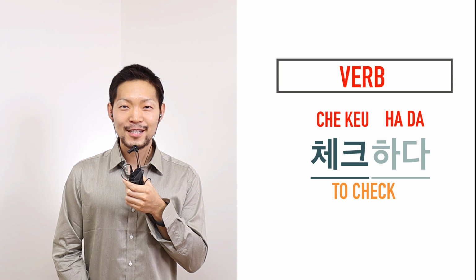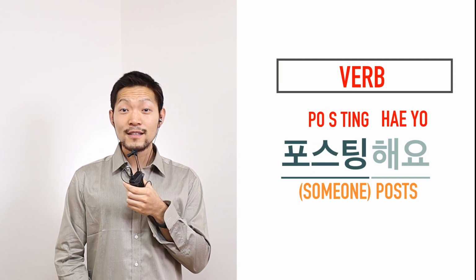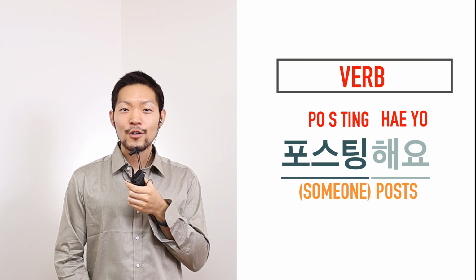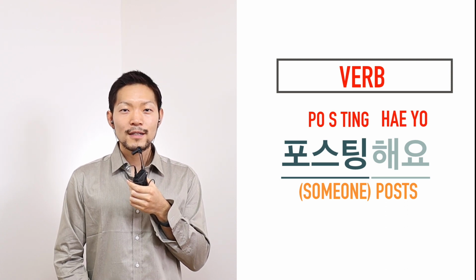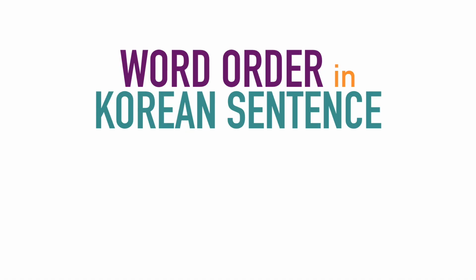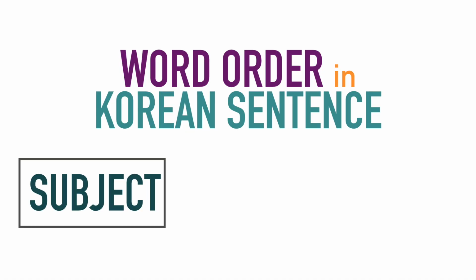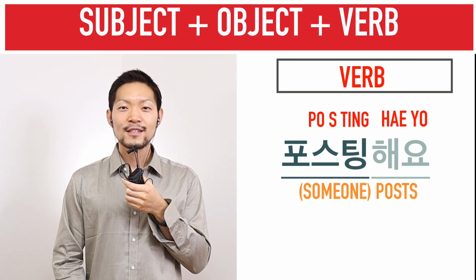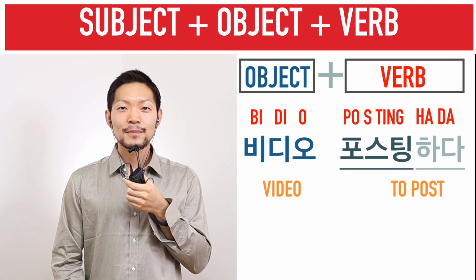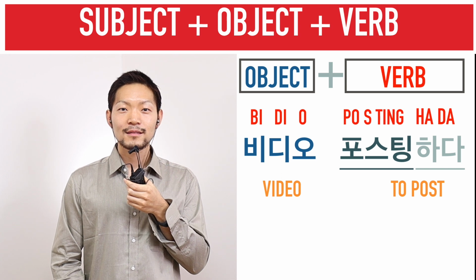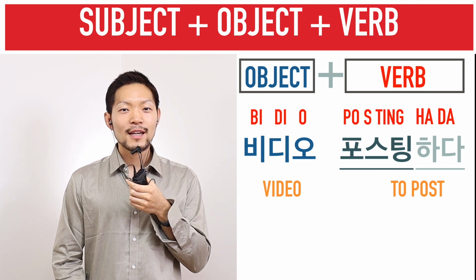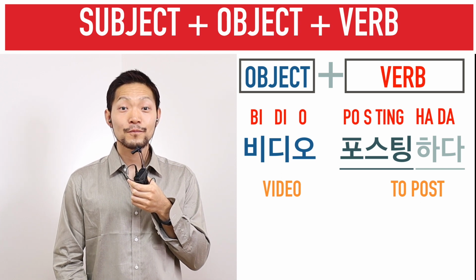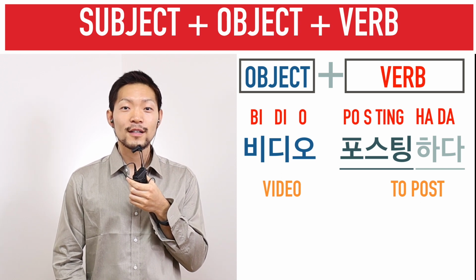Now, going back to the expressions, since 포스팅해요 can now be used as a verb by itself, you can introduce another object. Where do we place it though? Remember the word order in Korean? Subject, object, verb. So to say to post a video, we say the video first. 비디오 포스팅하다. You don't need to say a video in Korean. We don't have to specify quantities in general. We do that only when it's relevant or necessary.